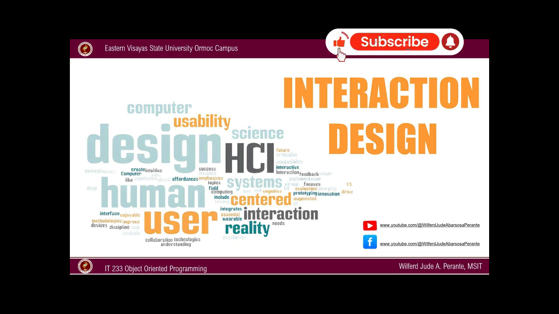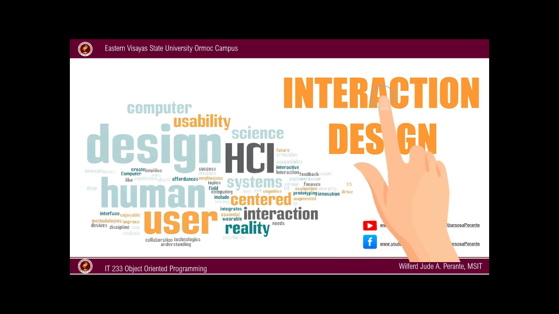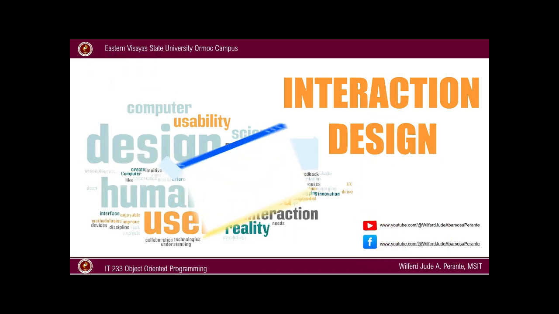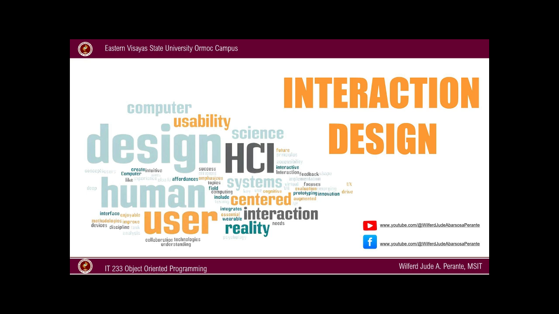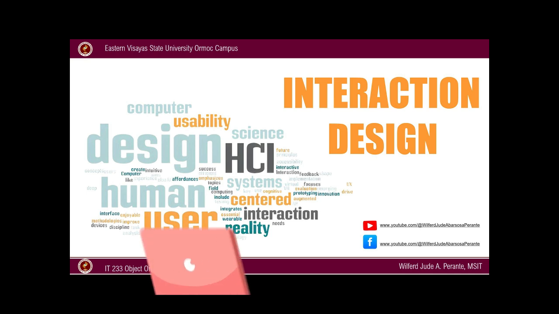Good day, everyone. Today, we're diving into an essential aspect of human-computer interaction, interaction design. Every time we use a smartphone, a website, or even a self-checkout machine, we engage with carefully designed interfaces that shape our experience. But what makes an interaction effective, intuitive, and enjoyable?